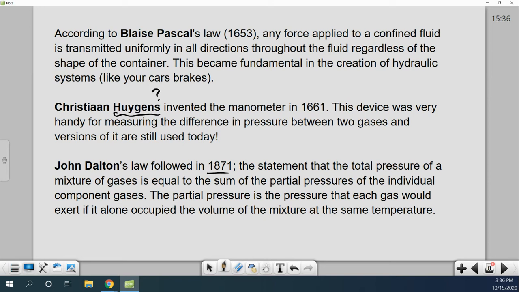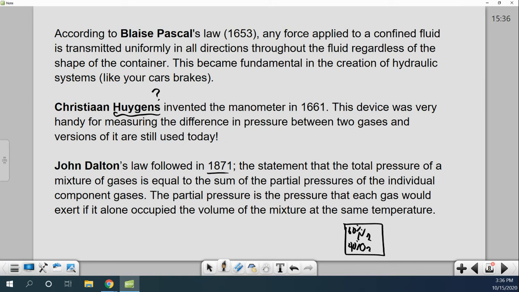But John Dalton came along, and this was after a bunch of atomic theory was done. You might even remember John Dalton was one of the guys who made up an atomic theory. He stated that the total pressure of a mixture of gases is equal to the sum of the partial pressures of the individual component gases. Okay, so let's translate this a little bit into English. I've got a balloon. Oh, not a balloon. I want something a little more rigid than that. I've got a box, and it's filled with nitrogen and oxygen. Let's say it is 60% nitrogen, 40% oxygen.